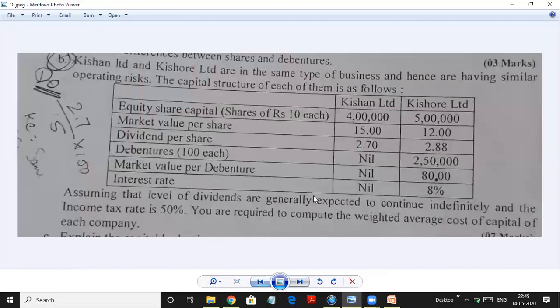So we've done it for both Krishna and Kishore. I hope it's clear, all the three problems. Just go through them once and solve them.